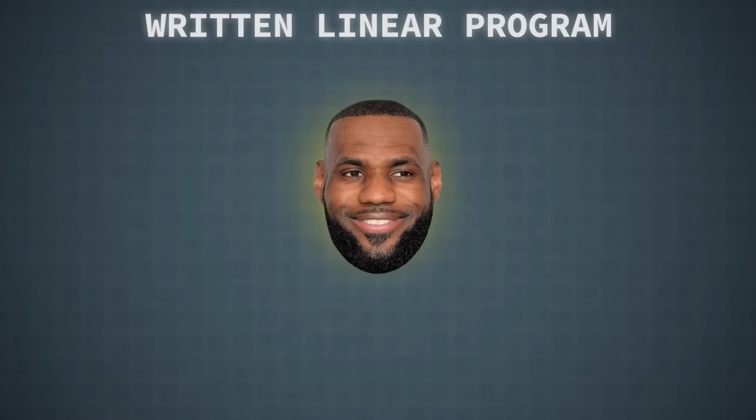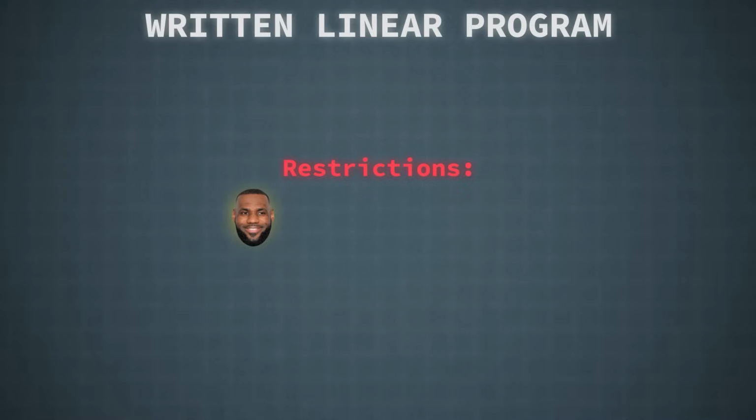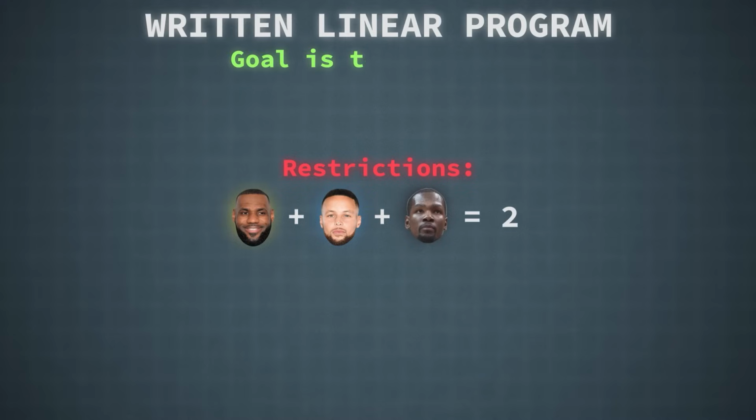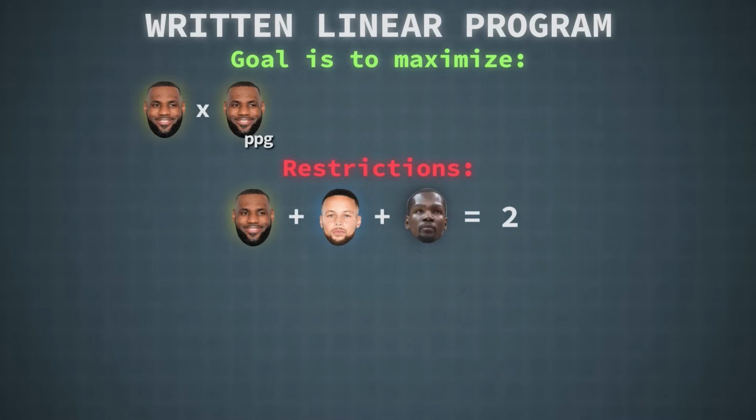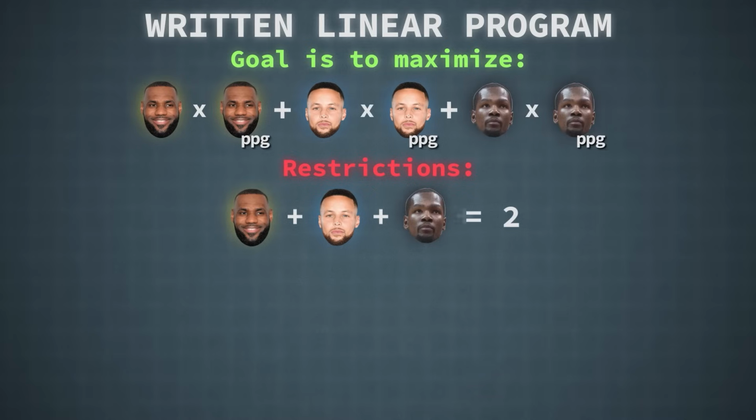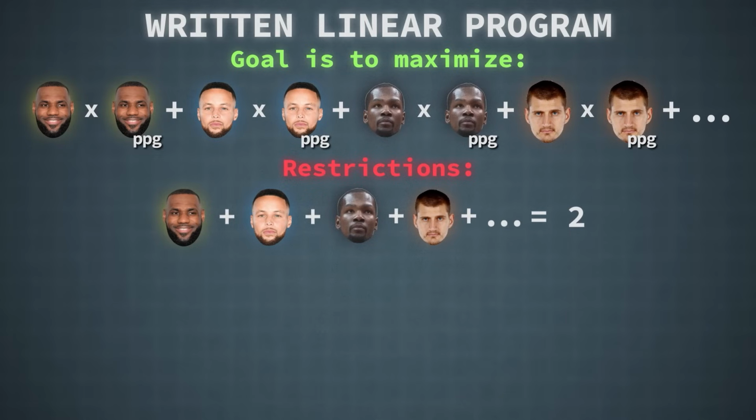For each player, we'll create a variable that is 1 if the player is picked and 0 if he's not. Using this, we can add the restriction LeBron plus Curry plus Durant equals 2, meaning we must pick exactly 2 of the 3 players to our team. And our goal becomes to maximize LeBron times LeBron's points per game, plus the same for the other 2 players. When written like this, we can just keep adding players and the underlying problem stays the same.